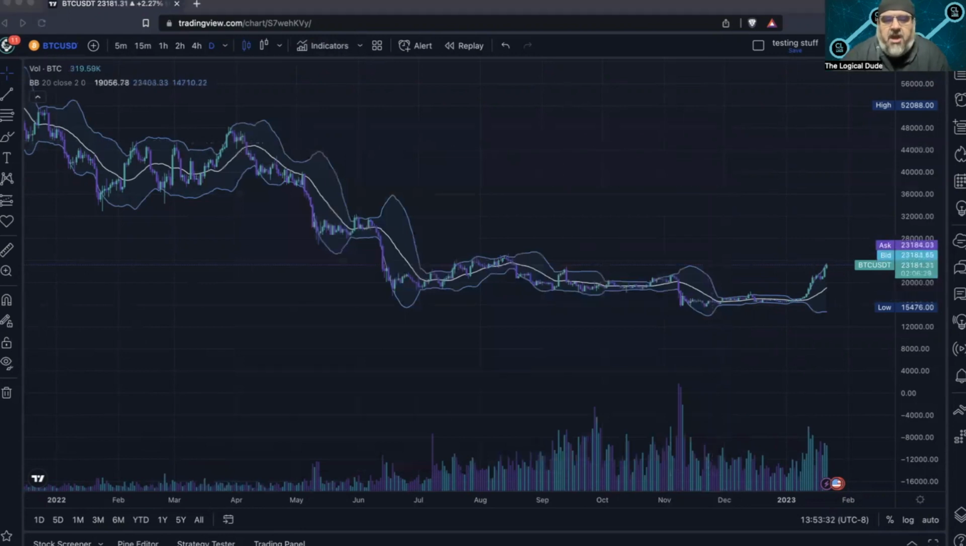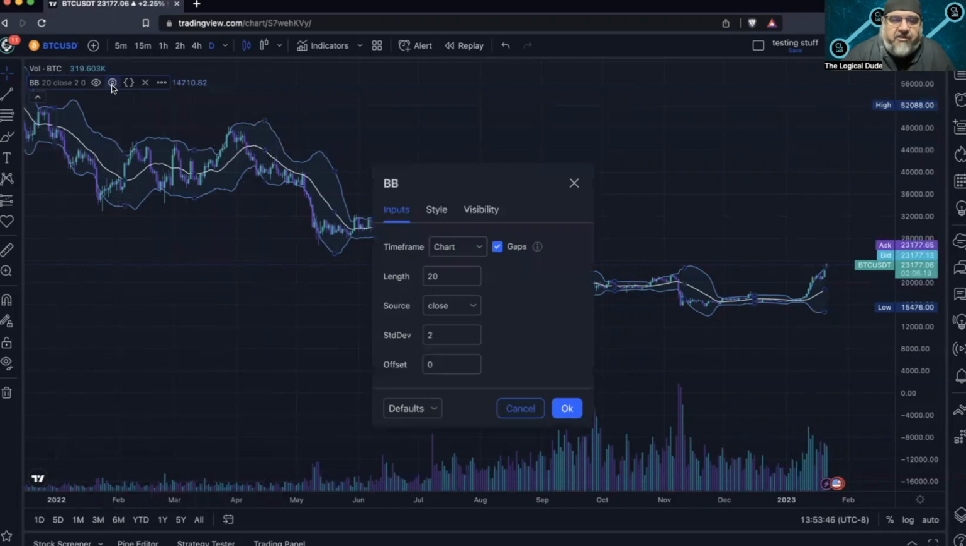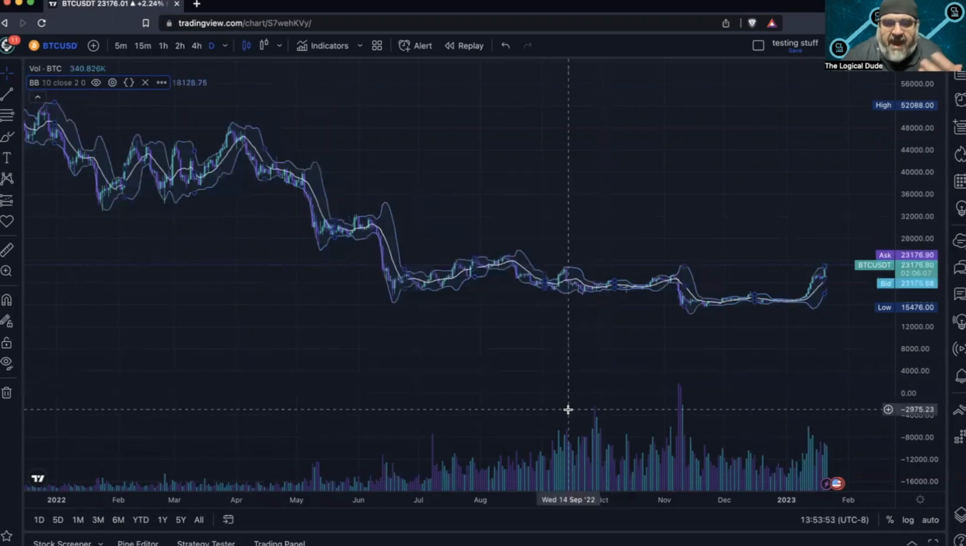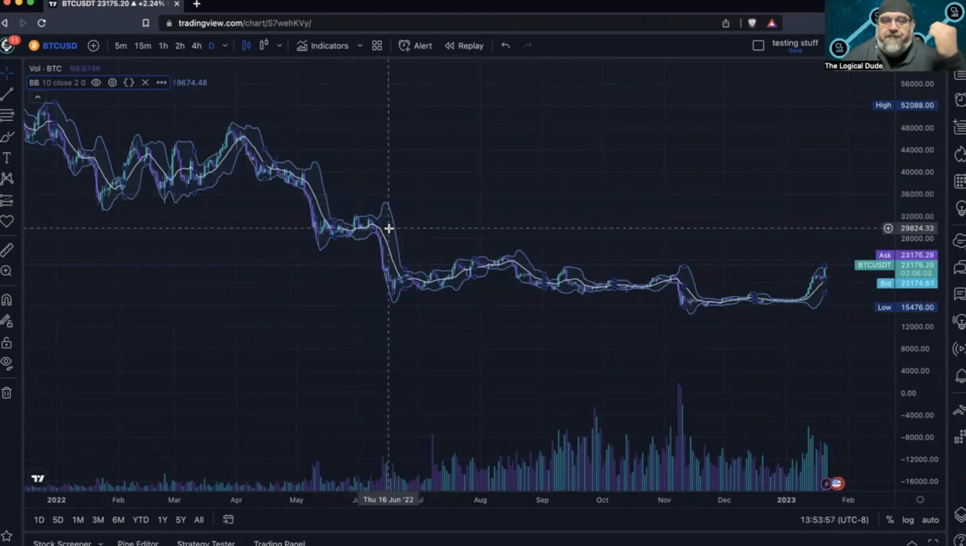Let's talk about how this works. The moving average, which is this white line through here, is the moving average that everything is based on. The default is set to a 20-period moving average. You can actually change this in your settings. Let's say we changed it to 10, it would make the Bollinger Bands, the standard deviation lines, a lot tighter because it's following a tighter moving average.